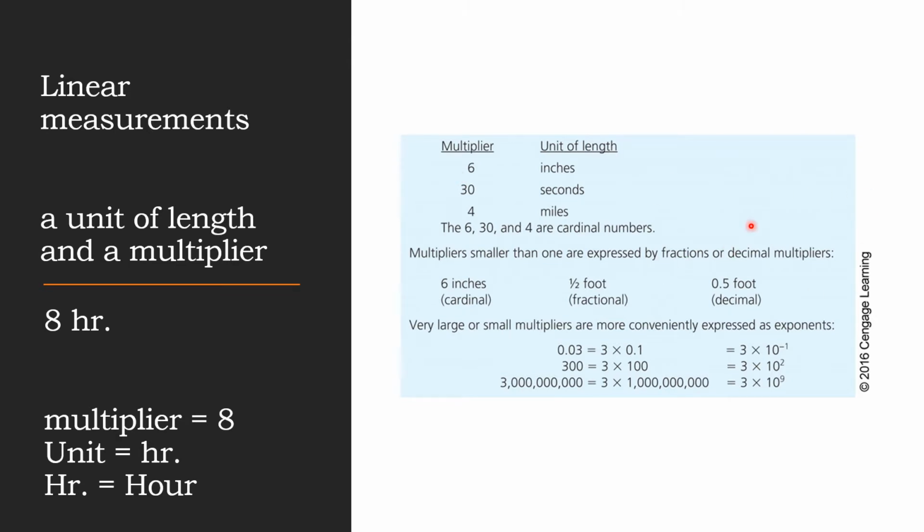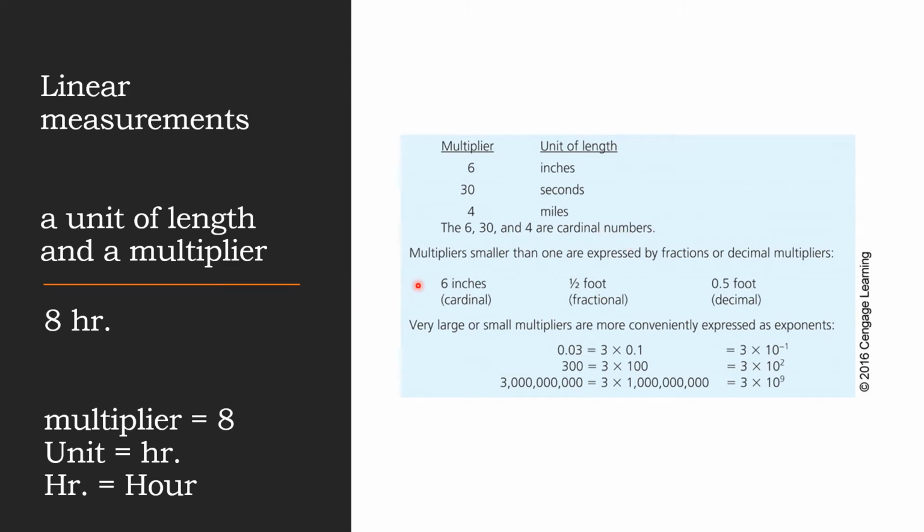Now let's get back to our textbook. So this will get a cutoff from your textbook, and here is your multiplier 6 and 30 for the odd numbers. And then you have your unit of length, your inches, your seconds, your miles. All right. So 6, 30, and 4. Going back to middle school, these are cardinal numbers.